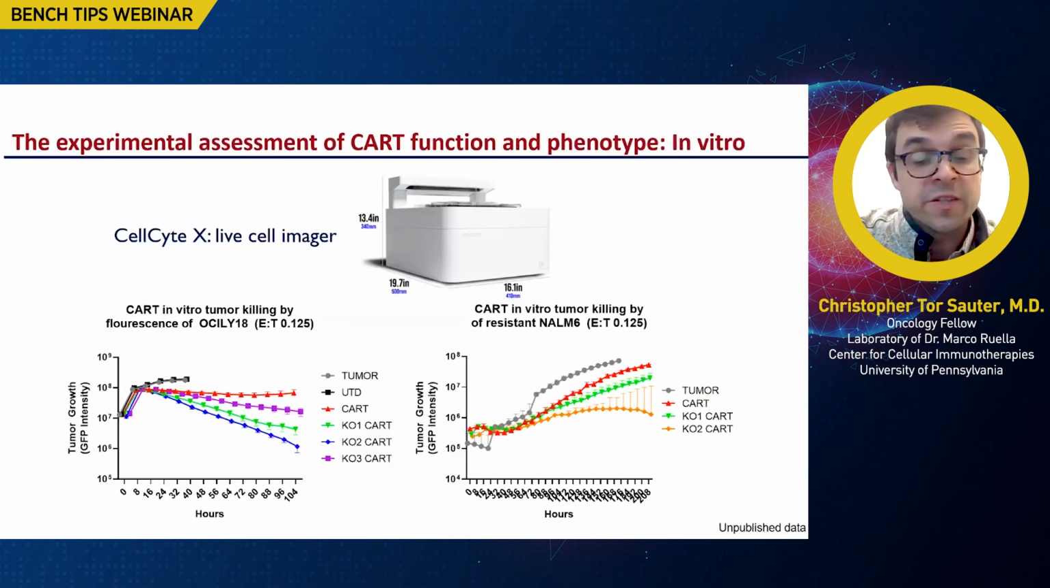We make use of a fluorescence-based system to extend the length of our tumor killing assays, sometimes out to a month. So in this example, we use the CellSite X platform that sits in our incubator. Using this system, we can compare tumor growth by GFP intensity over time on a logarithmic scale. And we see that different candidate preclinical CAR T cells have enhanced tumor control over a longer time frame than would have been possible with a luciferase-based assay.